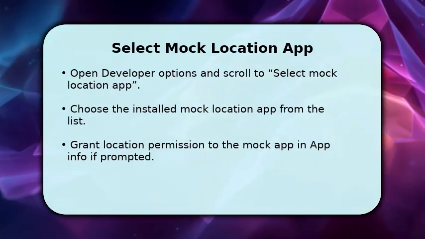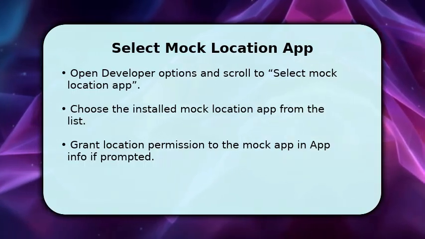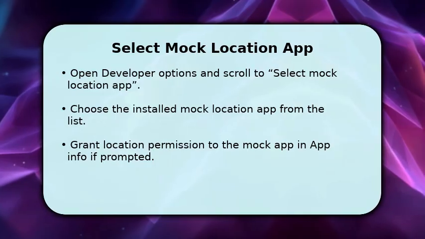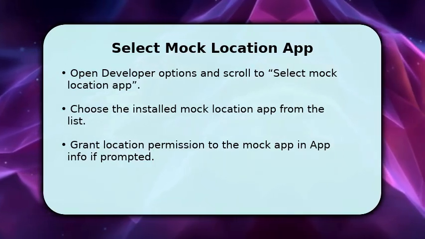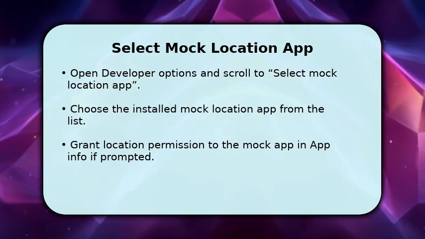If the app asks for Find Location permission, grant it in App Info, otherwise location spoofing will fail. After selection, launch the mock app and confirm it can set a custom coordinate. This verifies the system-level handoff is successful.